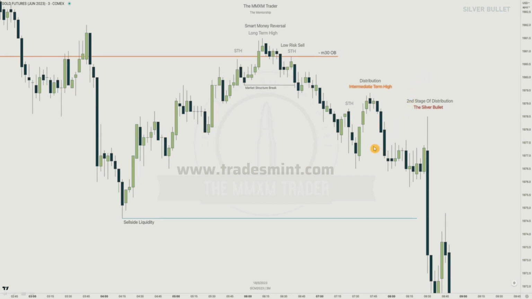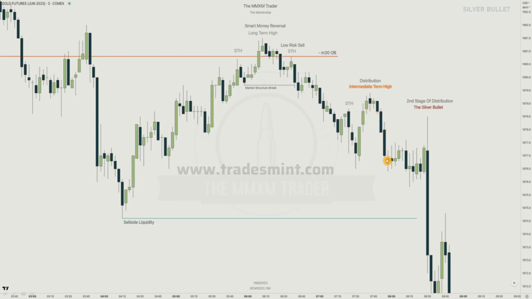Outlining some more structure, right? We have this swing high over here. Now we wait for this swing high to get raided and dropping down further and anticipating this to be an intermediate term high. So immediately our stop loss could be above here once we look for that second stage of distribution, right? That silver bullet setup.